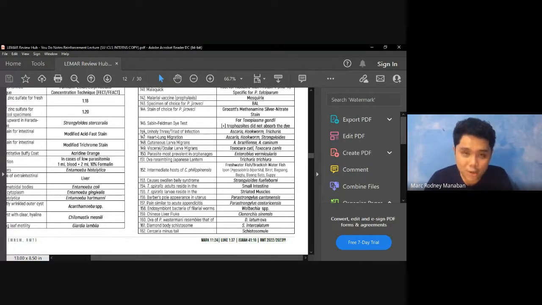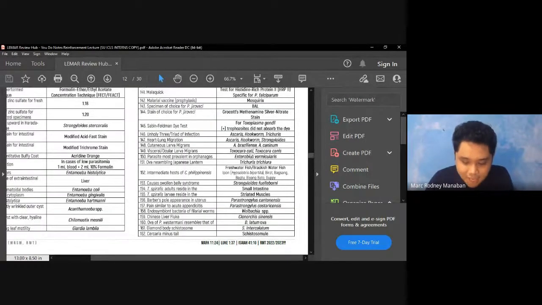Alright. Cutaneous larva migrans or creeping eruption is caused by the animal hookworm, Ancylostoma braziliense and Ancylostoma caninum. Visceral larva migrans is caused by Toxocara species. Toxocara, it causes visceral larva migrans.